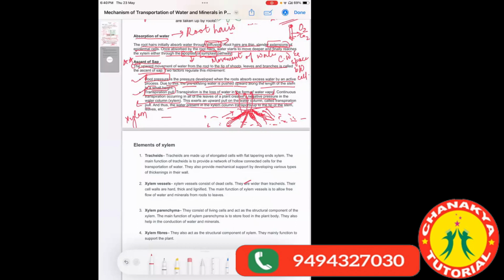So root pressure: basically, because of the extra water present outside, the water that is present inside starts moving up because of the pressure on the root. And second, because of the loss of the extra water, it creates a kind of pull or negative pressure, due to which the water present in the xylem starts moving up. So these are the two factors. Clear, children?